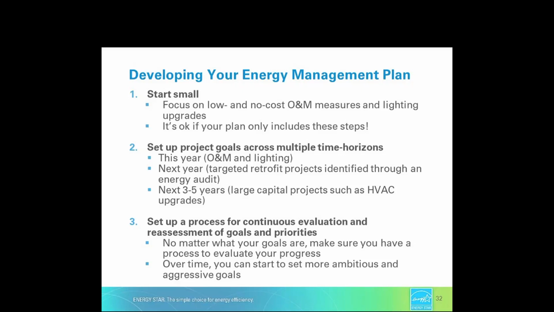Starting with number one, again, you'll want to start small. Like we discussed with that staged approach to energy management, you really want to start by focusing on those low and no cost O&M measures and lighting upgrades first. Maybe the first version of your plan only includes these steps, and that would be perfectly fine. Creating a plan to get these things done is a great first step. You certainly want to focus on optimizing the operations of your current building systems before looking into those capital intensive upgrades. And do remember, you don't want to start spending money on new equipment if you still haven't right-sized your building's energy requirements through more basic measures.